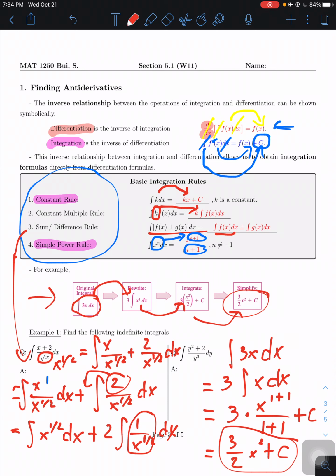So instead of having 1 over x to the 1/2, let me rewrite it in an x to the something form. How can I write it? Well, I'm just going to flip it. Let me erase this one. And how can I flip it? Let me put it in green. It's going to be x to the negative 1/2, because I'm going to flip it.